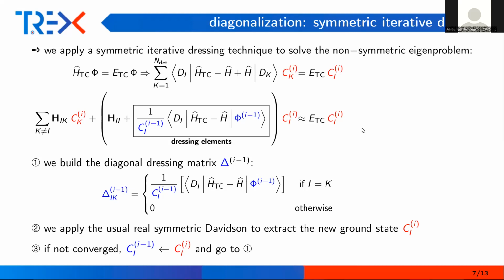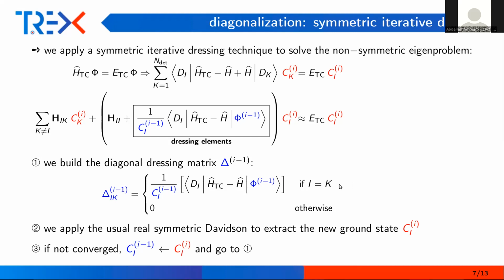So now, in order to obtain the left and right eigenvectors of the ground state of the transcorrelated Hamiltonian, we propose an iterative dressing scheme instead of using a non-symmetric solver, so this scheme restores the symmetry of the eigenproblem, as we will see.